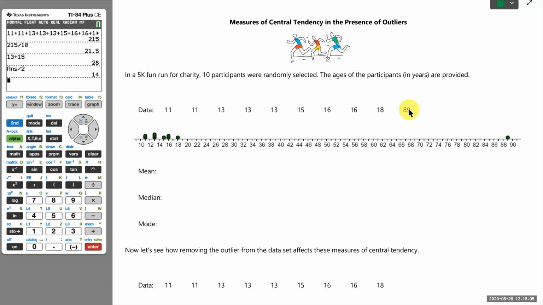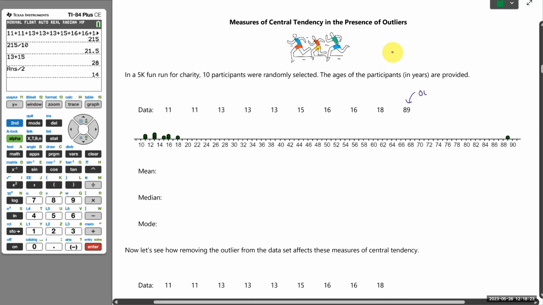But the point here is that that 89-year-old is certainly very different in age from all of the other values in that data set. So when we have a number that is so different from the rest of the values, we call it an outlier. And I'm going to show you a graph of this data as well to really emphasize that.